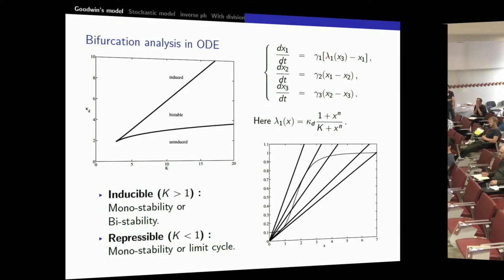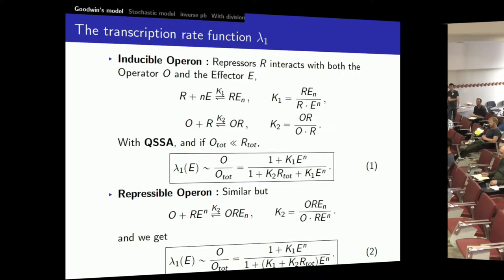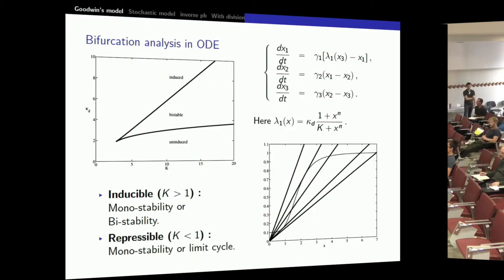This function has an S shape, and it can be either monotonically increasing or decreasing. If it's increasing, it's a positive feedback, and if it's decreasing, it's a negative feedback. This is the main way of looking at this model. And so you can work on this three-dimensional deterministic ODE model. Here it's a rescaled version to be easier to analyze.